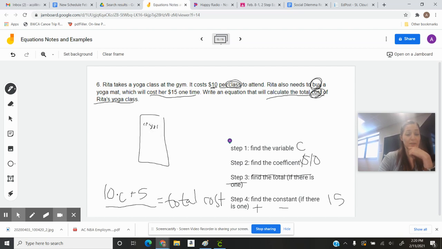Look at that neat handwriting. $10 per class. And then I would also have this yoga mat, $15. And that would all add up to the total, right? So the reason why we are adding 15 is because it's adding to the cost. Go ahead and erase this abomination right here.